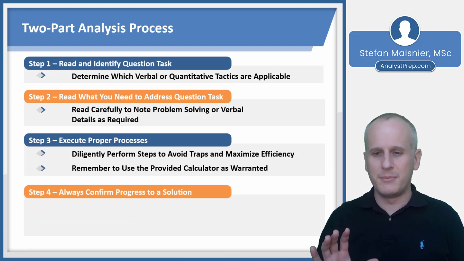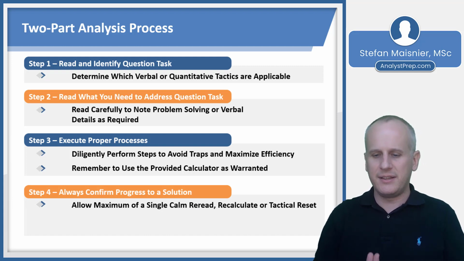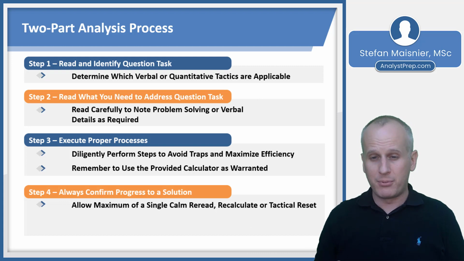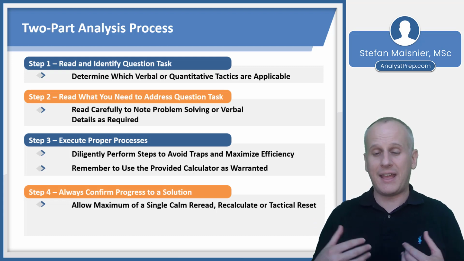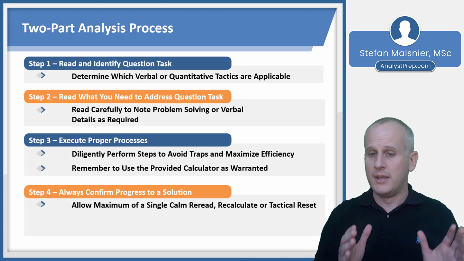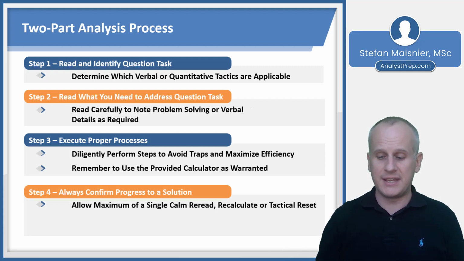Then always confirm that you're making progress to a solution. So allow a maximum of a single column read, recalculate, or tactical reset for any two-part analysis question, because like for that Yupik example we just saw, if you go back and forth with answer choices more than once, that's just a clear indicator I have to move on. And remember, because of the unique format of the Executive Assessment, you can return to the question you're working on later in the half as long as your pacing is going to allow it. So make sure you don't get stuck here and stick to one calm reread, recalculate, or reset before you at least move on to see everything else in the half.